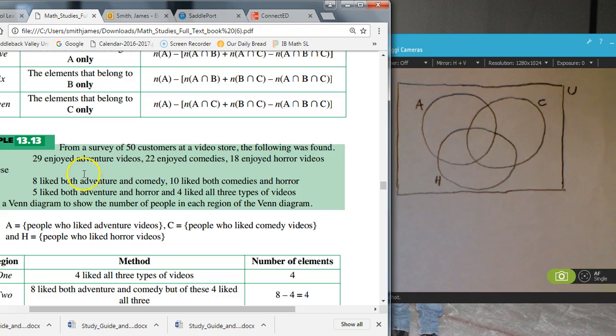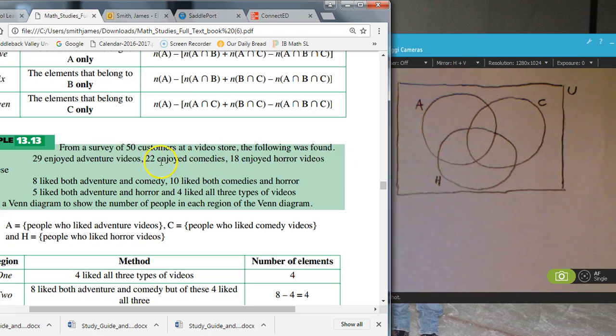The following was found. So I have 28 for adventure videos. So right here, this is set A for adventure. So that whole circle is going to represent those 29 people. 22 for comedy. So I should have a total of 22 within this circle. And then 18 horror. So right here, within that circle, I should have a total of 18 people.